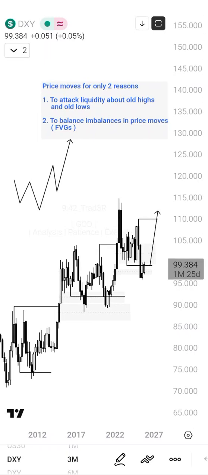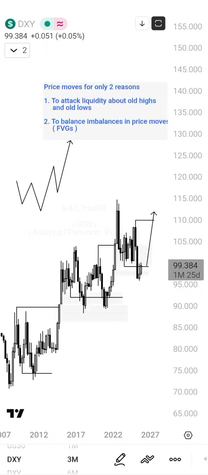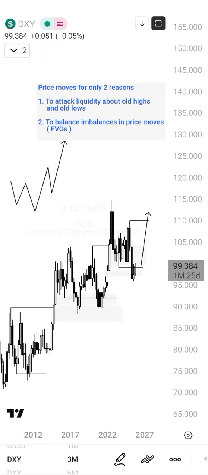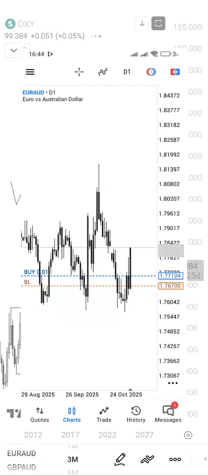So with that said, this is the reason why price moves. And once you understand this, you can then use that understanding at the back of your mind when coming to look for higher time frame analysis. So with that said, we can look at this trade example I took.